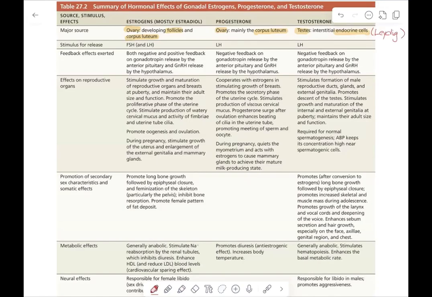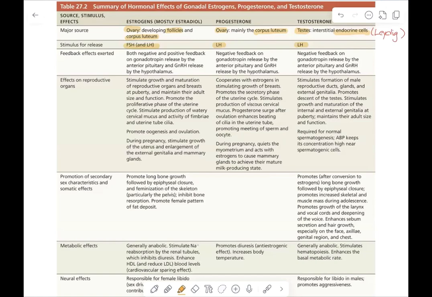The feedback, or rather the stimulus for the release, is FSH and LH for estrogens, LH for progesterone, and LH for testosterone. The feedback exerted is going to be positive and negative for the estrogens, negative feedback for progesterone and negative feedback for testosterone. The effects that they have on the reproductive organs would be the primary effects.